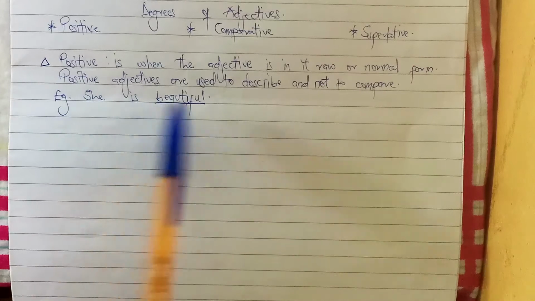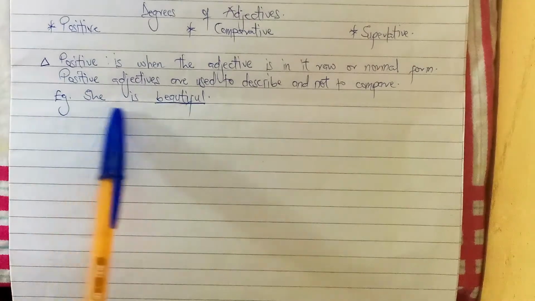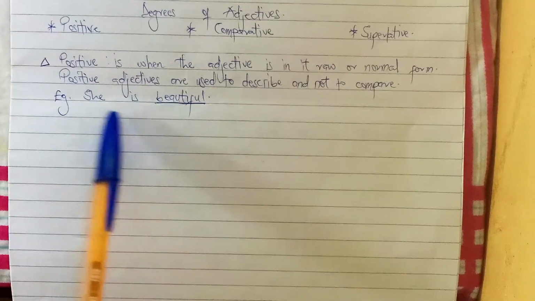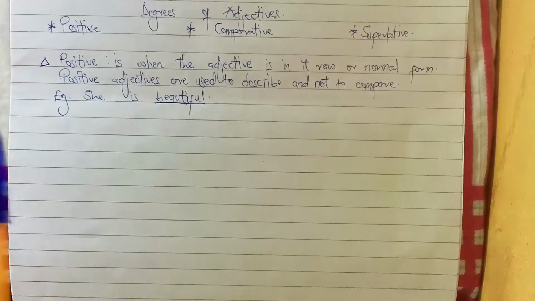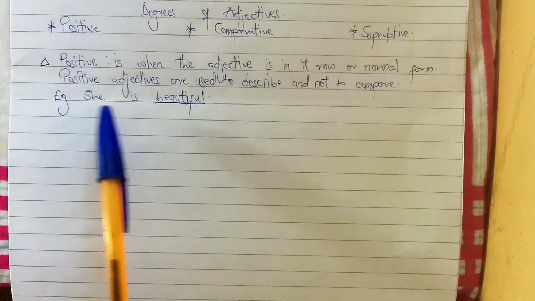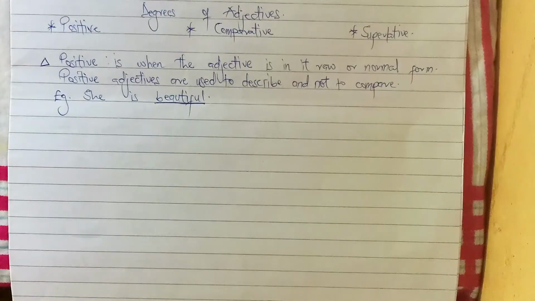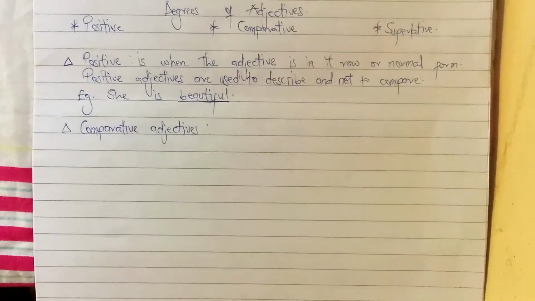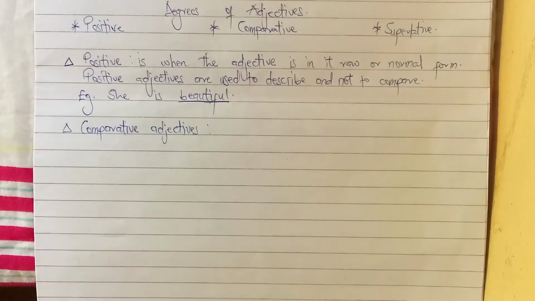Example, she is beautiful. Over here, we are not comparing anyone with her. We are just saying that she is beautiful. We are just describing her. So positive adjectives are usually used to describe. We can have more examples such as handsome, tall, short, long, ugly, etc. Okay, so the next, comparative adjectives.